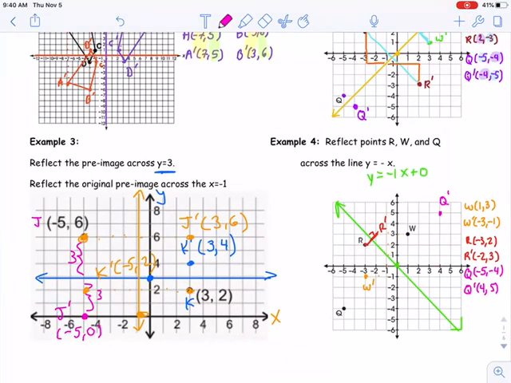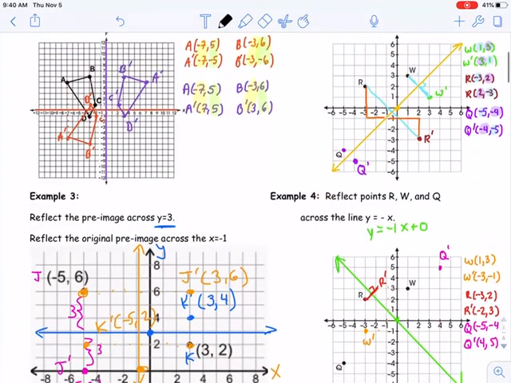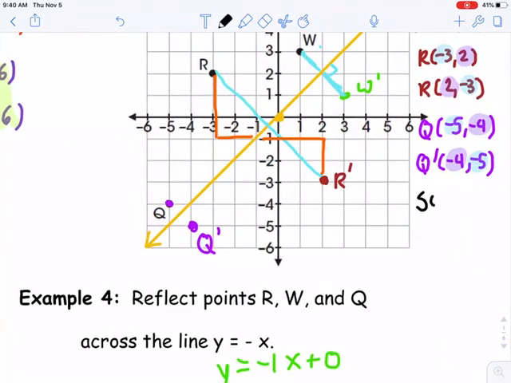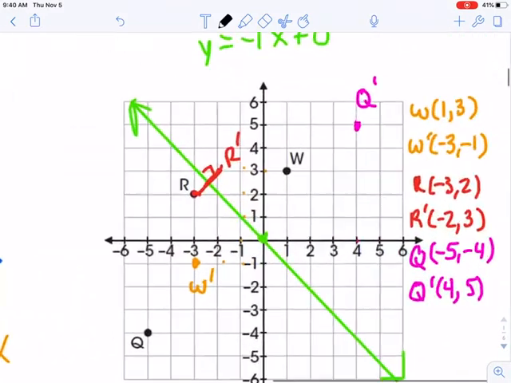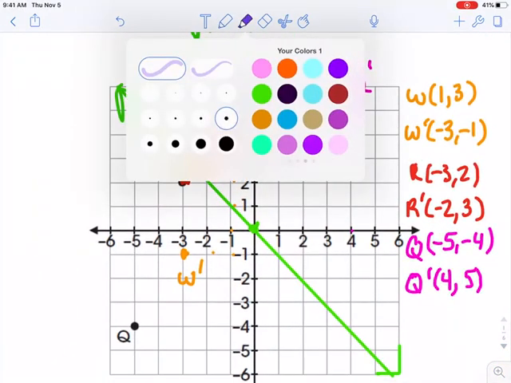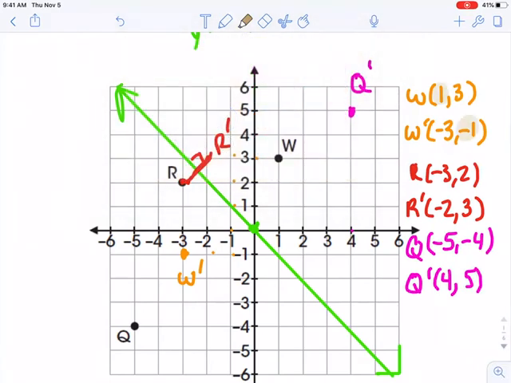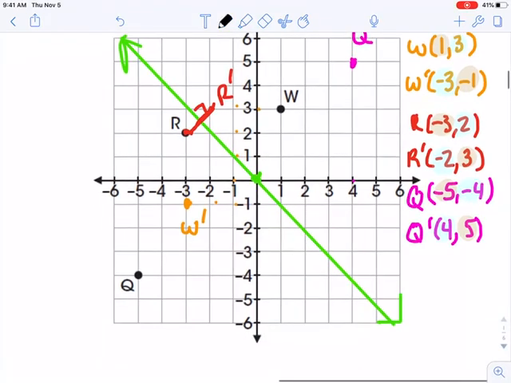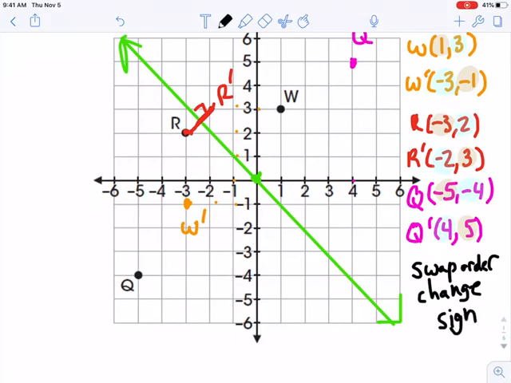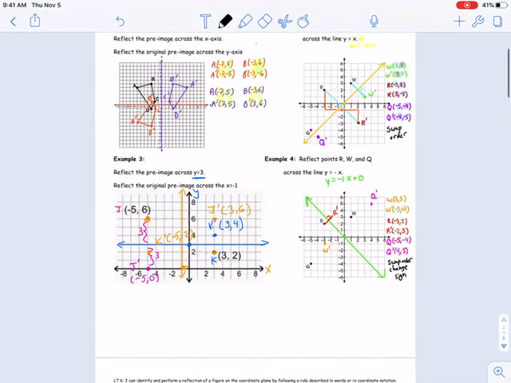All right? So above, when it was y equals x, notice how it was just swap order. That's all we did. Here, notice how we're still swapping the order, but there's a little bit more going on. Swapping the order, swapping the order, swapping the order. However, what else is going on? We're changing the signs. So when we do y equals -x, you swap order and change sign. All right, so that's the rule.